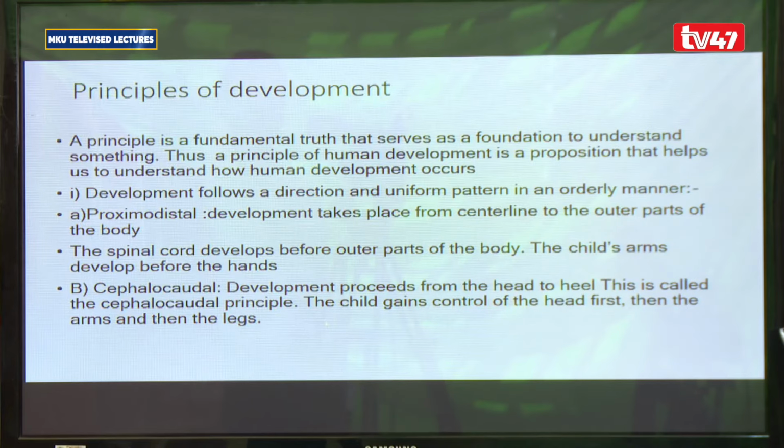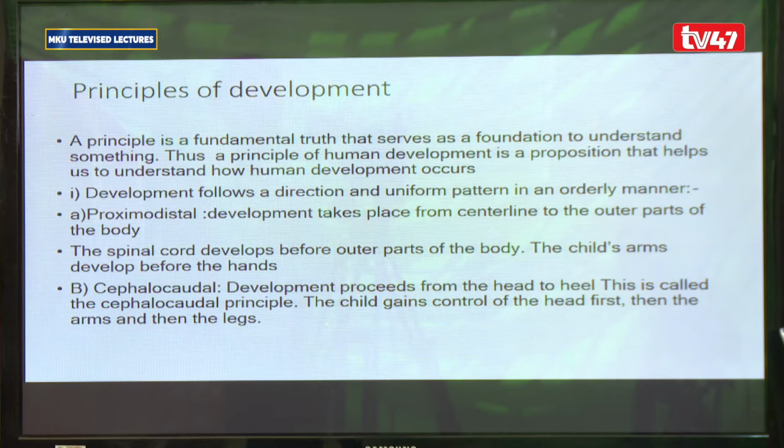Another example: I don't know if you've ever seen a child who has just been born. If you observe that child, you'll see the head appears big, and then the rest of the body becomes smaller, smaller, smaller, and the foot is the smallest. That is, again, a simple example of the cephalocaudal trend of development. So what would happen if the head was small and the feet big? The child would be abnormal in terms of the development pattern.